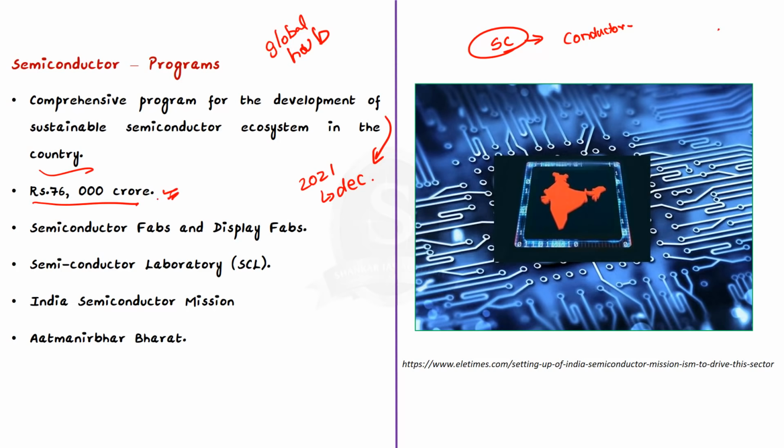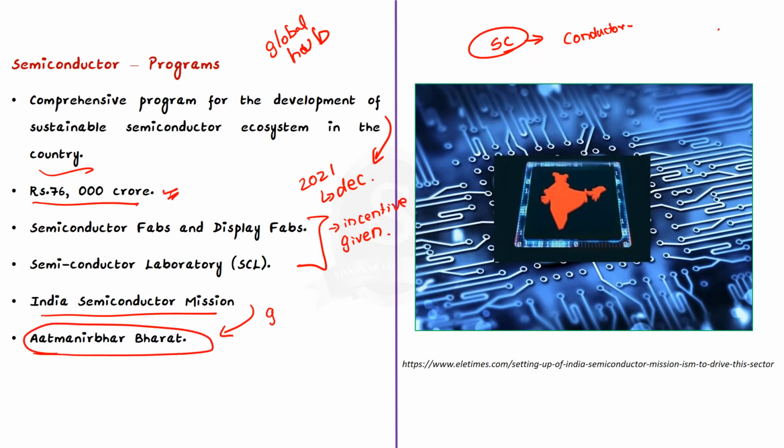This program provides incentives to those who set up semiconductor fabs, display fabs and semiconductor laboratories. The government has also launched the India Semiconductor Mission as a part of this program. This mission aims to build a vibrant semiconductor and display ecosystem. It will enable India's emergence as a global hub for electronics manufacturing and design. It will also help in achieving the vision of Atmanirbhar Bharat. Okay. Now, the second important scheme.